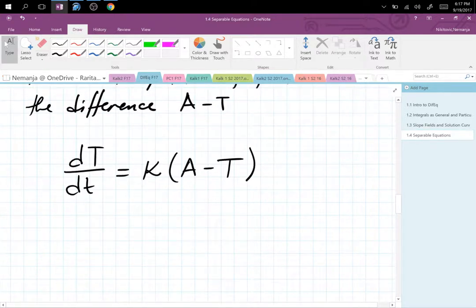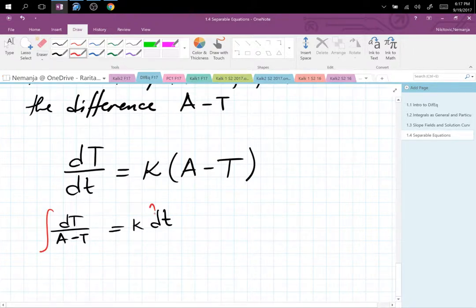Now we are going to separate variables. So we have dT over A minus T equals k dt. Again, k is the constant, so it can go on any side. Just leave it where it is. Integrate both sides, whether you integrate in front or after k doesn't matter. k is constant.